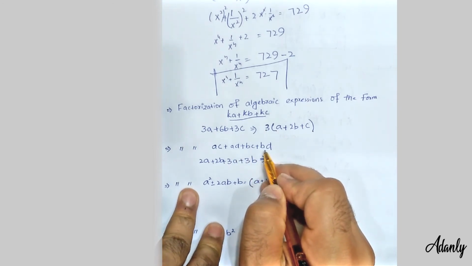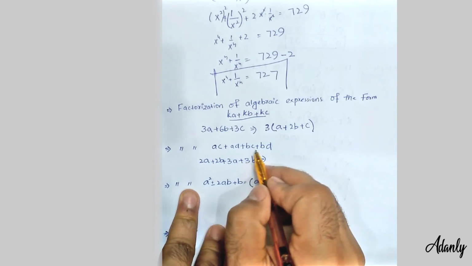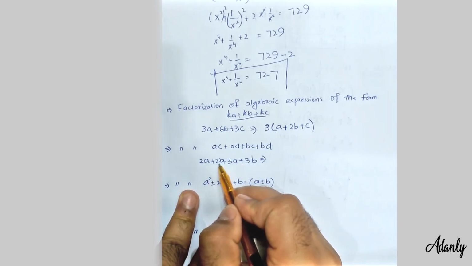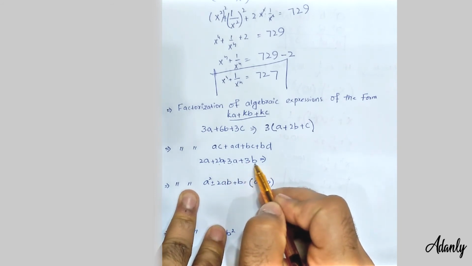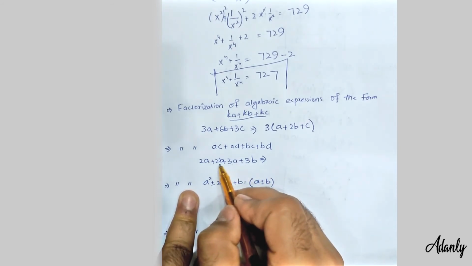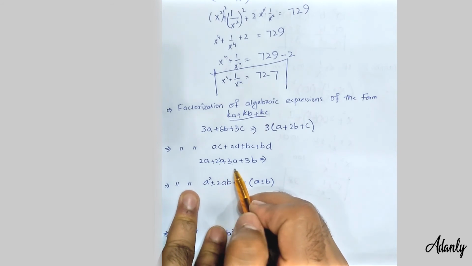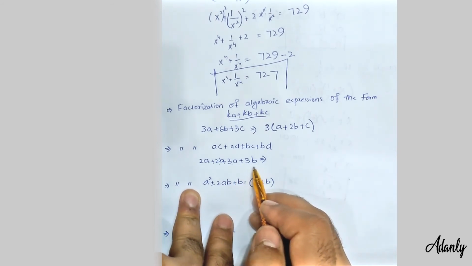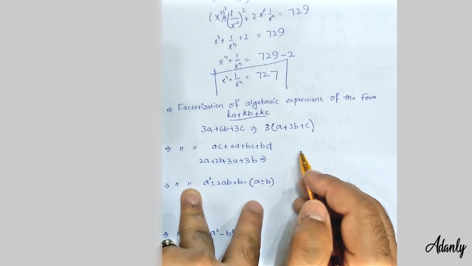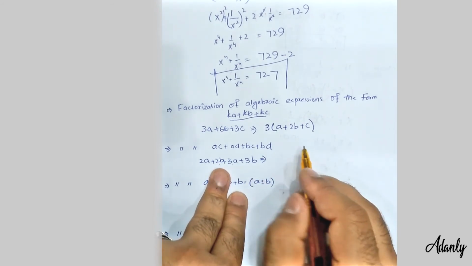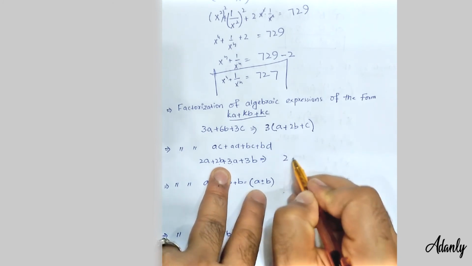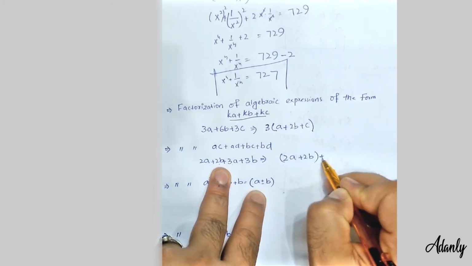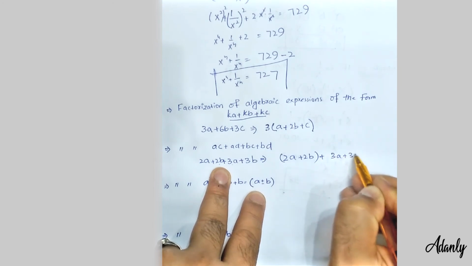So we can solve an example with the help of this general form. The example is 2a plus 2b plus 3a plus 3b. Since we cannot take one term as a common from the whole expression, we will divide it into two halves, like 2a plus 2b is one half, plus 3a plus 3b is another half.